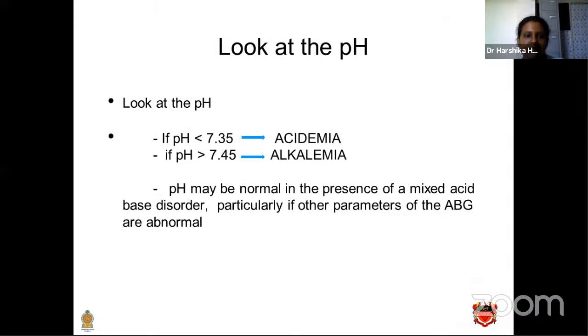The first step, looking at your pH: if it is less than 7.35, it's acidosis. If it is more than 7.45, it's alkalosis. Remember, pH may be normal in the presence of mixed acid-base disorders, which I'm not going to talk about here. But the other parameters of the blood gas will be abnormal despite the pH being normal. In that case, you have to suspect this is a mixed acid-base disorder. So we'll talk about the simple ones first.